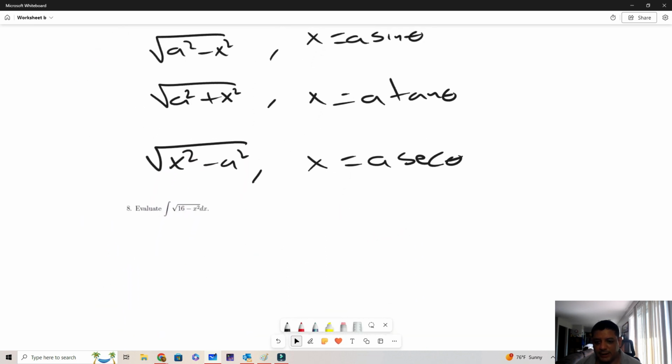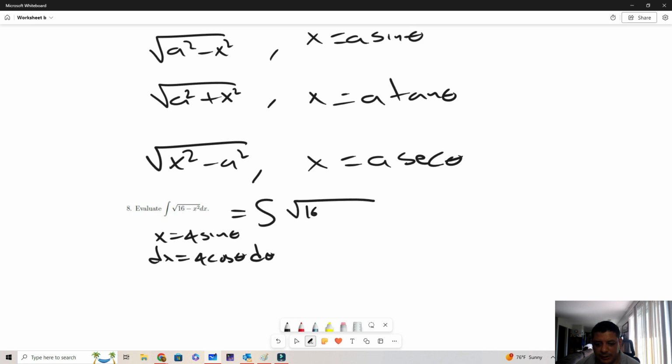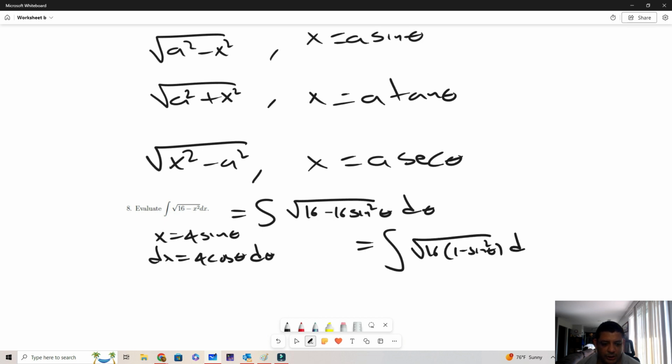So if we have 16 minus x squared, according to this, we should be using x equals 4 sine of theta. According to that, the dx is going to be 4 cosine of theta d theta. And so this integral transforms into 16 minus 16 sine squared of theta. That is going to transform into 16 times 1 minus sine squared, which clearly is cosine squared. I take the root of it, and it's going to be 4 cosine of theta d theta.